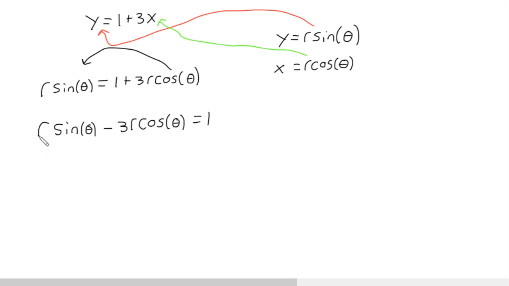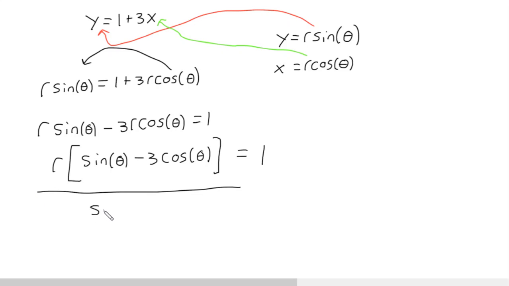Now all I have to do in order to get that r by itself is factor out an r from the left-hand side. Inside I'll be left with sine theta minus 3 cosine theta, is equal to 1. Now, my last step, in order to get r all by itself, I'm going to divide both sides by sine theta minus 3 cosine theta.